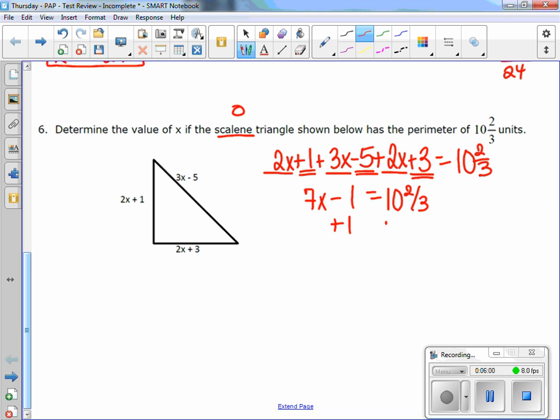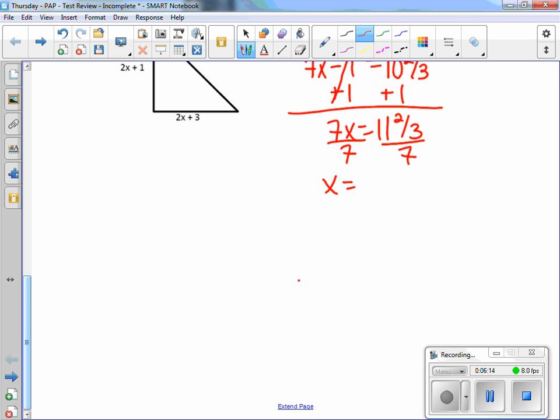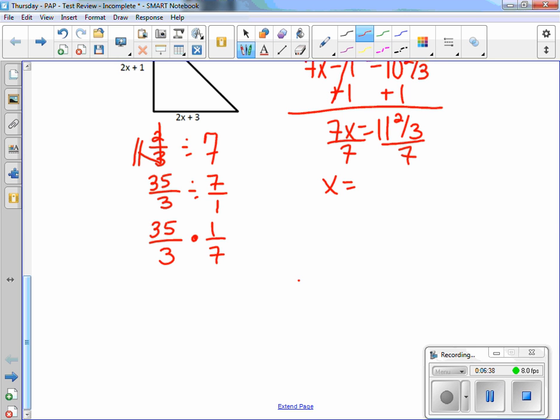I need to add 1 to both sides. That gives me 7x equals 11 2/3. From there, I need to divide by 7. So x is going to equal whatever 11 2/3 divided by 7 is. Remember that when you divide involving fractions, you have to have them proper. So 11 times 3 is 33, plus 2 is 35. And then we're going to be dividing that by 7 over 1. Keep the first one, change the sign to multiplication, and flip the second one.